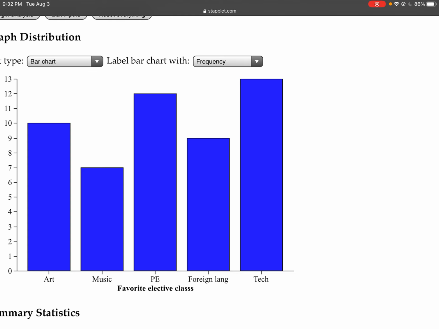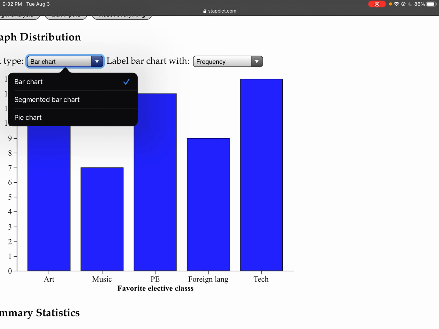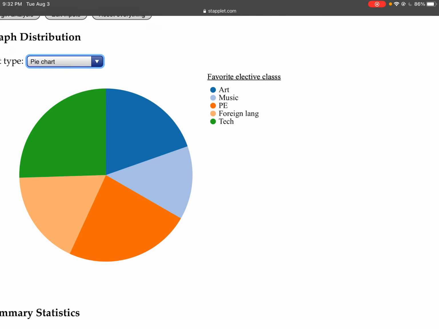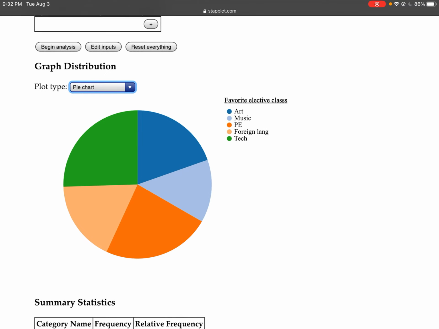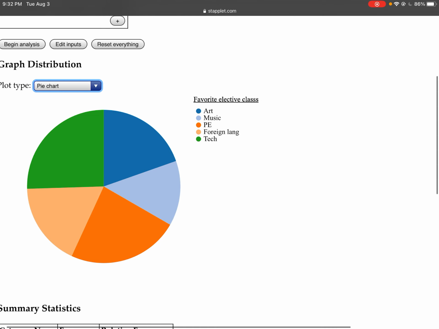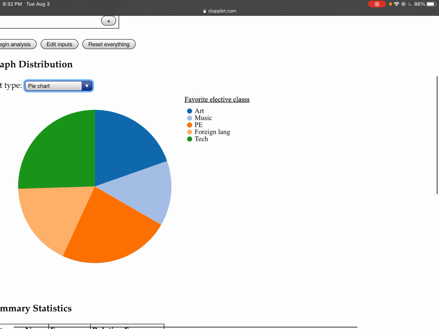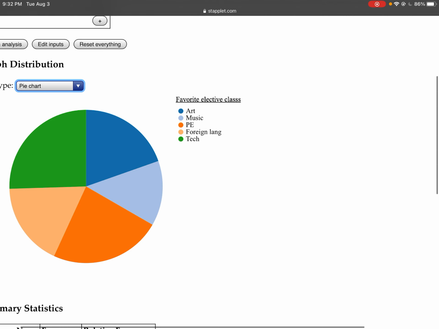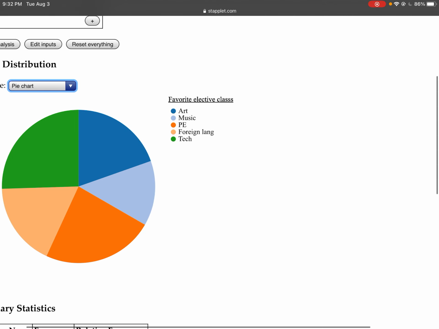If we click here, we can change to a different graph. The notes ask for a pie chart as well. Here we have 5 different slices of the pie. Each colored slice is representing one of those 5 elective classes or groups.